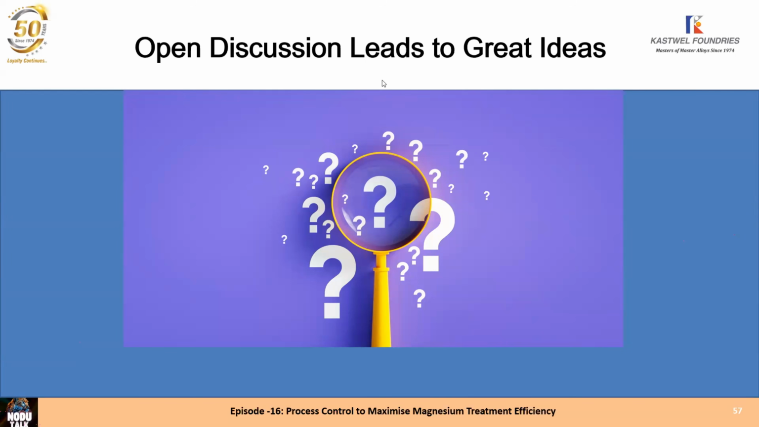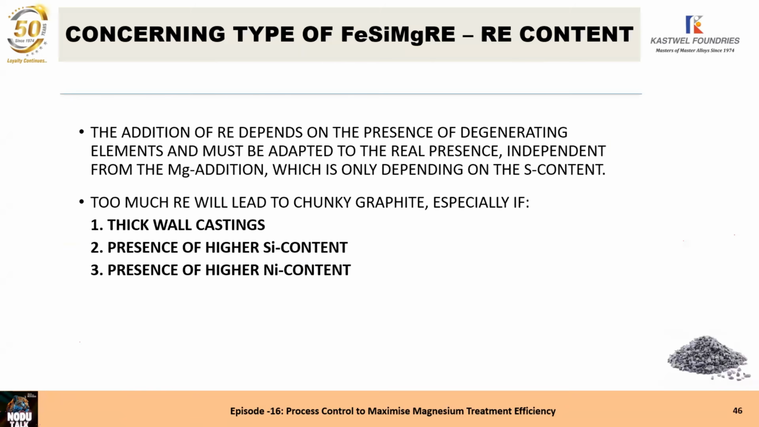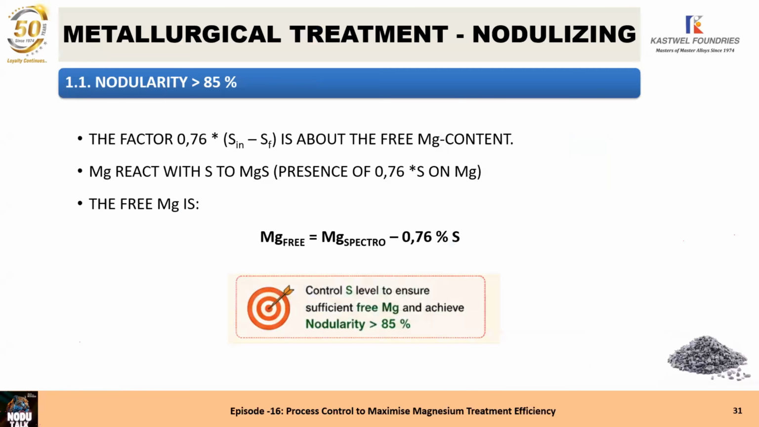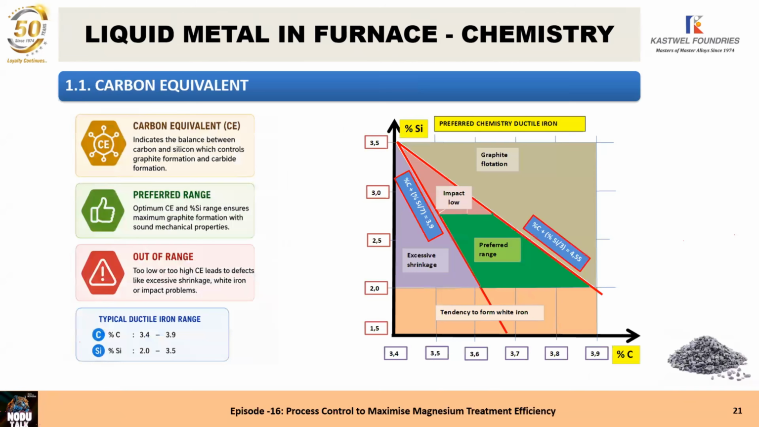The carbon equivalent required depends upon that graph which Mr. Staff showed you. Two red lines on the top: if the carbon equivalent is too high, you have graphite flotation. At the bottom, if the carbon equivalent is too low, you have low impact. On the left-hand side, if the carbon equivalent is too low, you have shrinkage. On the right-hand side, you have explosive graphite.